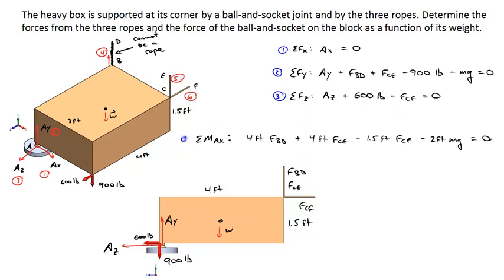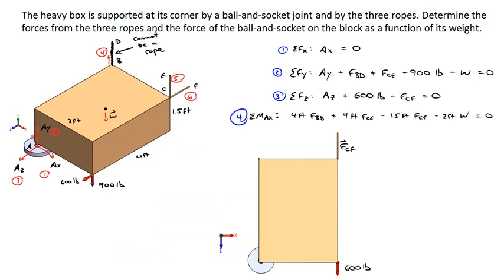So to write out our fourth equation in scalar form, the first force we've got is a 4-foot lever arm, a counterclockwise moment due to FBD. We've got a 4-foot lever arm multiplied by FCE, and we've got a clockwise moment for FCF with a lever arm of 1.5 feet, and finally a clockwise moment with a lever arm of 2 feet for the weight of the box. And we'll just replace mg with the variable W because we're dealing with weight, not the mass.